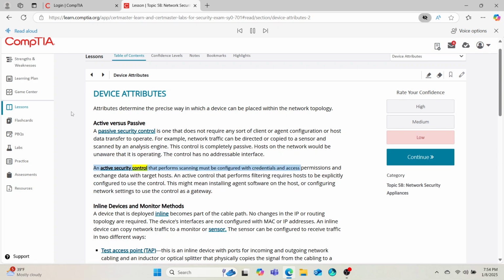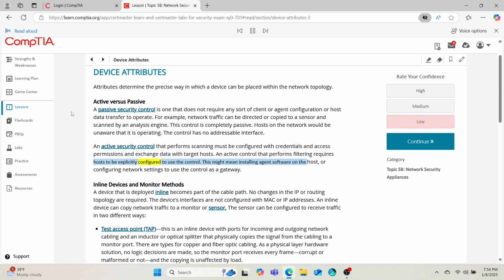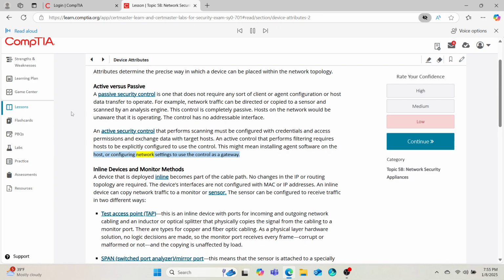An active security control that performs scanning must be configured with credentials and access permissions and exchange data with target hosts. An active control that performs filtering requires hosts to be explicitly configured to use the control. This might mean installing agent software on the host or configuring network settings to use the control as a gateway.